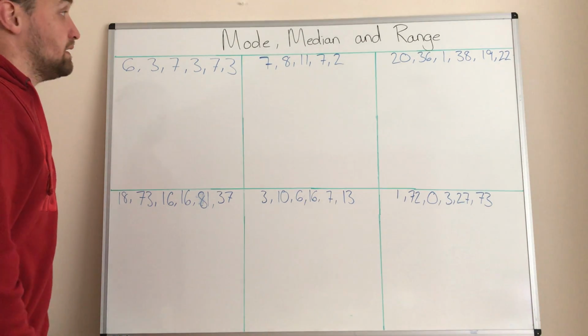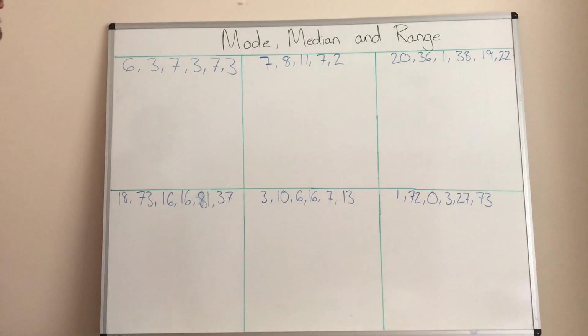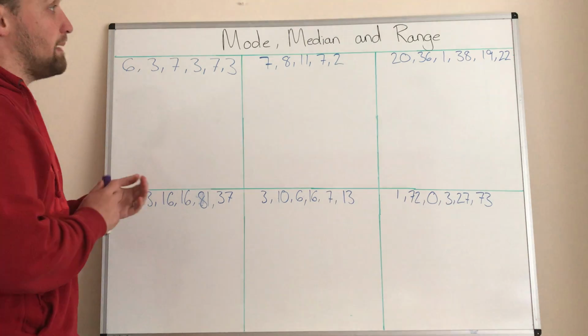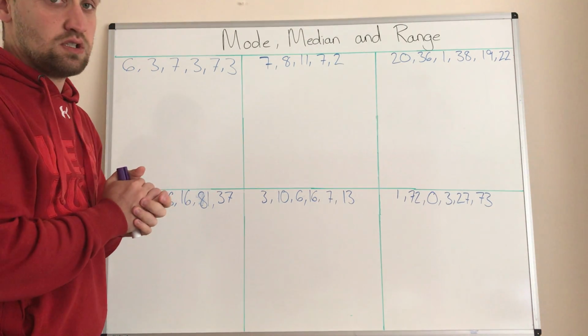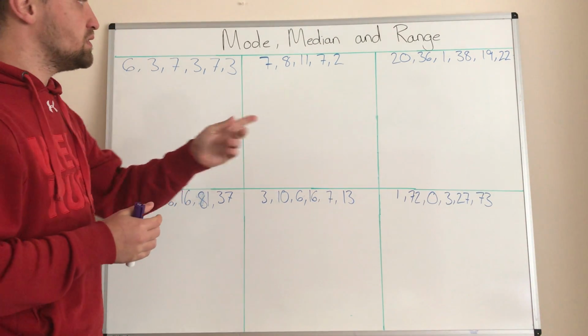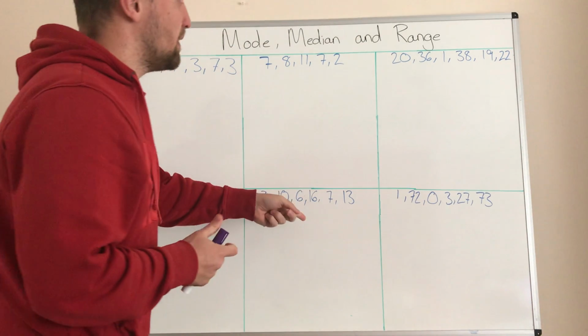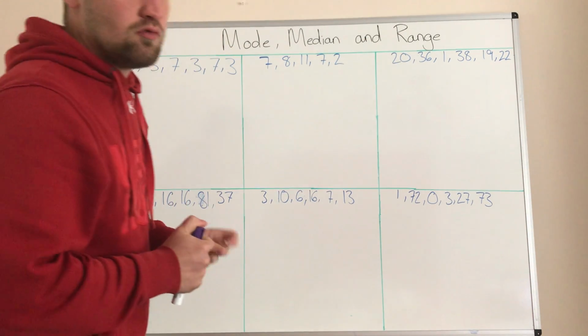Right guys, welcome back. We're going to move on from what you were learning last week, and we're going to look at mode, median and range. I've split the board into 3 columns. This one will be mode, middle one will be median, right one will be range.